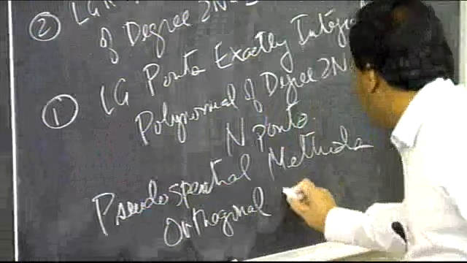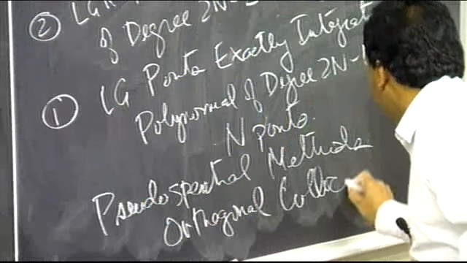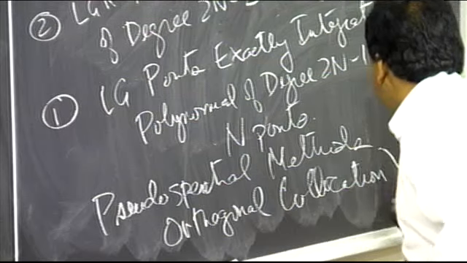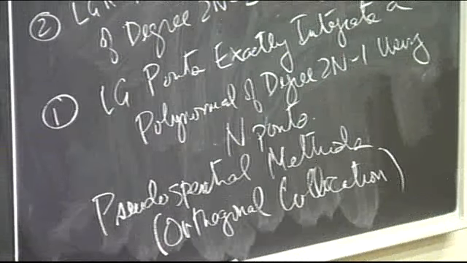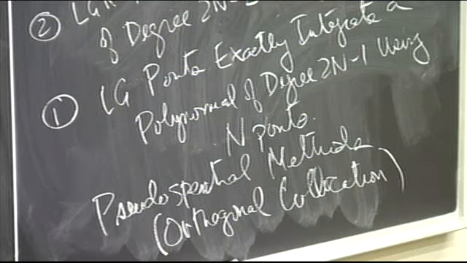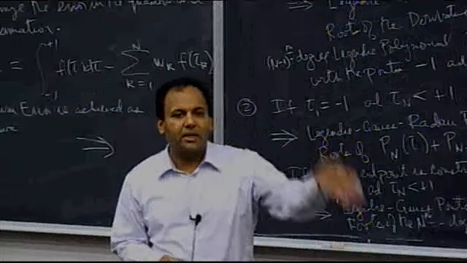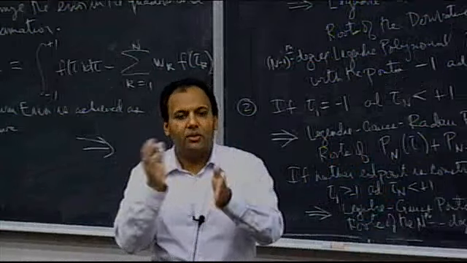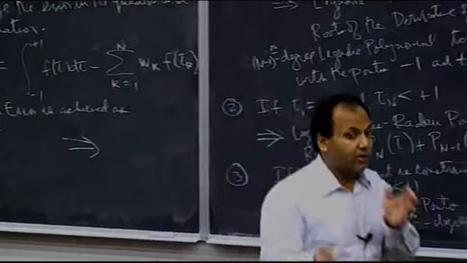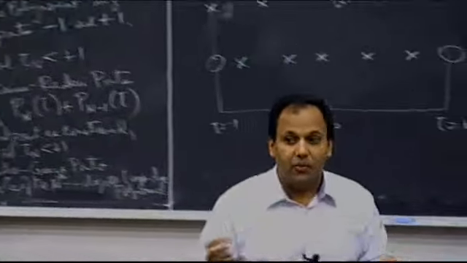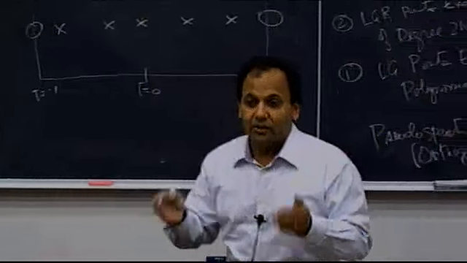And the reason it's called orthogonal collocation is as follows: Legendre polynomials are a set of polynomials that are all orthogonal to one another. If I take the integral from -1 to 1 of any two Legendre polynomials, their inner product is 0, right? Because they're orthogonal to one another on the interval -1 to 1. That's the definition of Legendre polynomials.